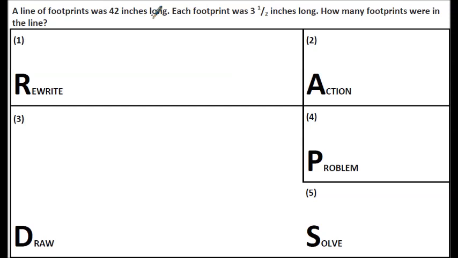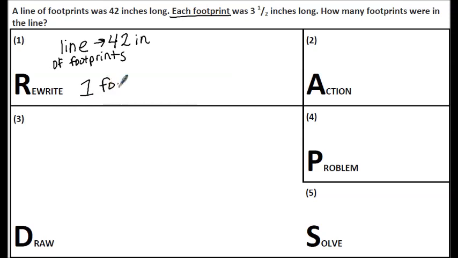A line of footprints was 42 inches long. So that's some important information. We've got that this line is 42 inches long, and we're going to rewrite that information. And we know that it's a line of footprints. It's a line that's made up of footprints. And each footprint, so one footprint, was 3.5 inches long, and it's asking how many footprints were in the line.